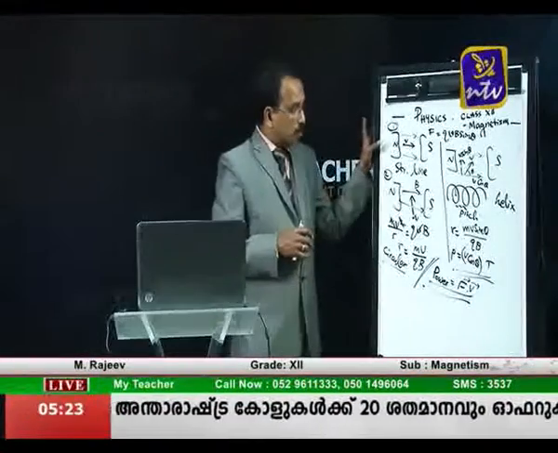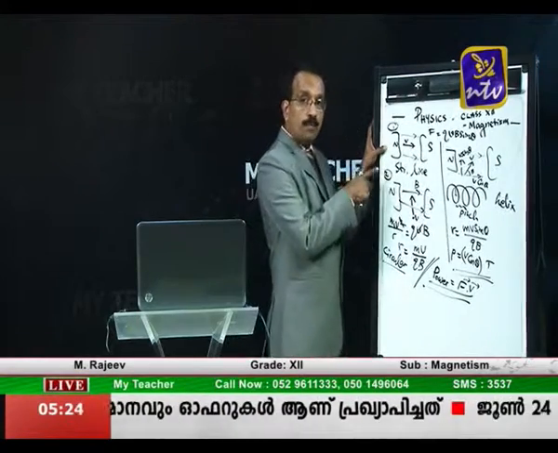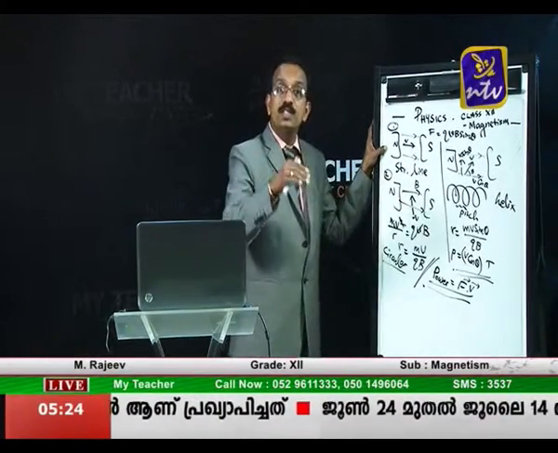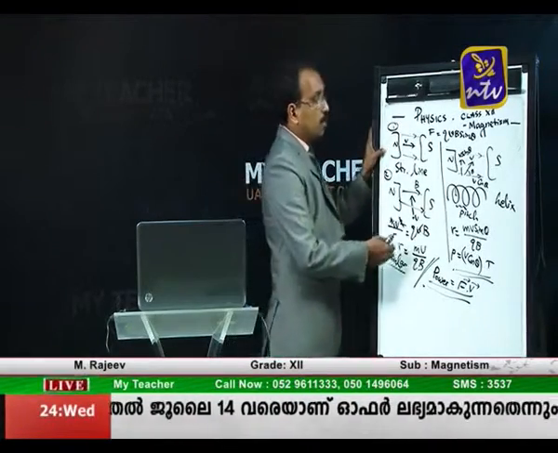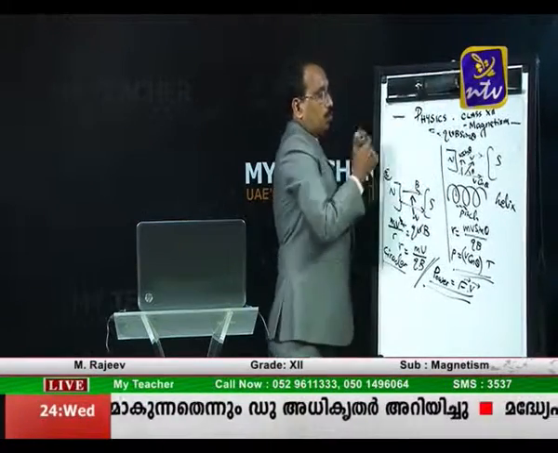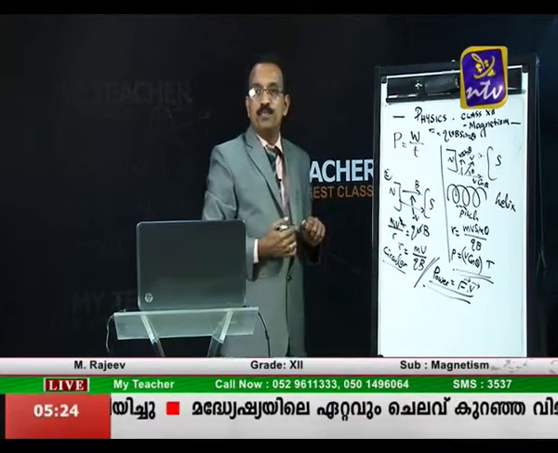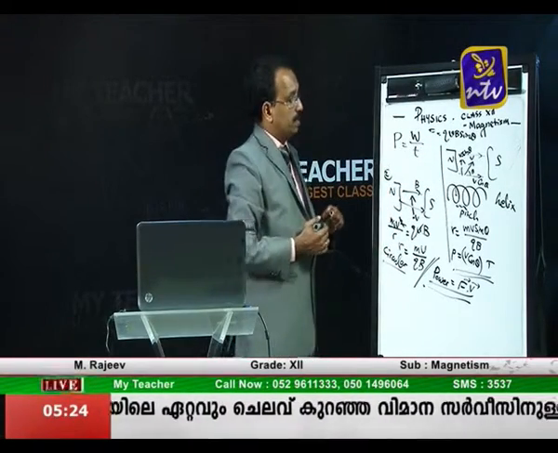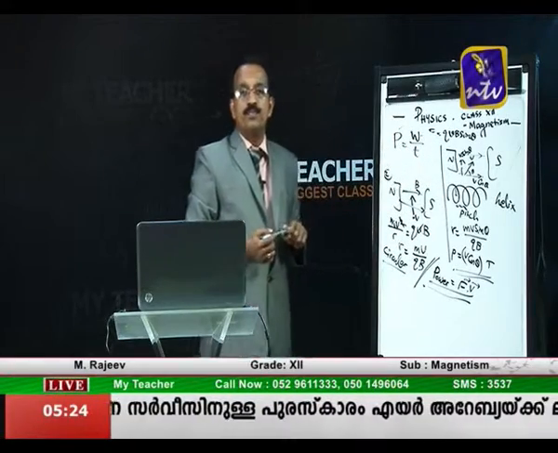What you can make out is, over here force is 0. If the force is 0, power is 0. If the power is 0, work done will be 0. Why? Because power is equal to work done by time, right? So if power is 0, work done will be 0.